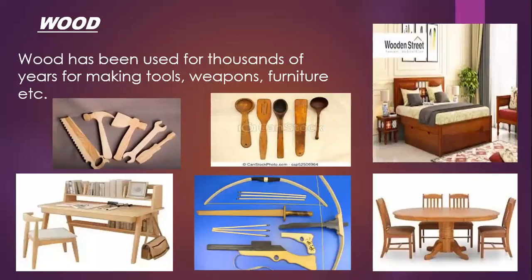Let's have a quick look at different types of materials. Just a short look. In detail, we will study them in the next lecture. Just look, what is wood? Wood has been used for thousands of years for making tools, weapons, furniture, etc. And wood comes from trees. By processing it, we get furniture, beds, chairs, tables, dining tables, spoons. They all are made from wood.